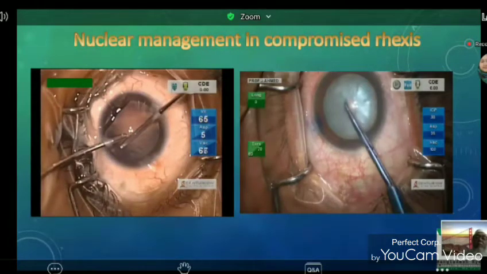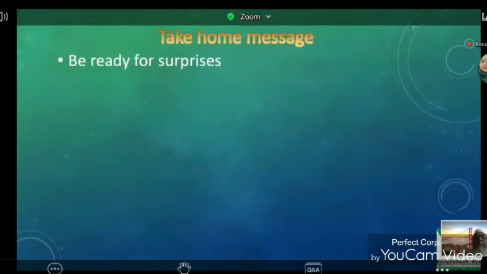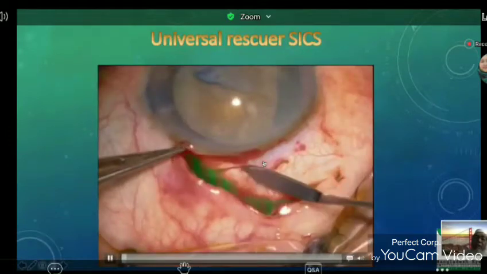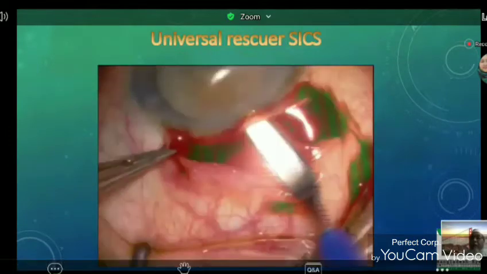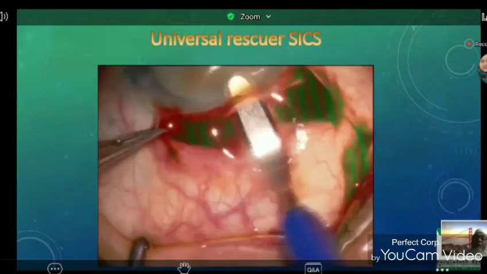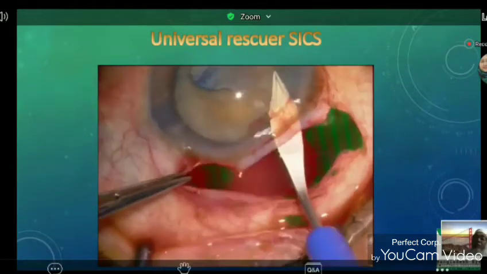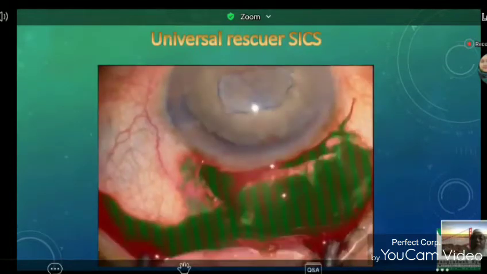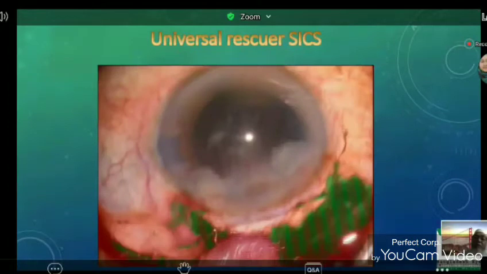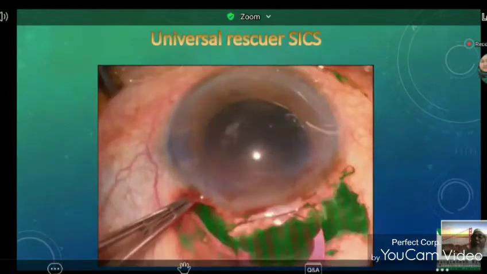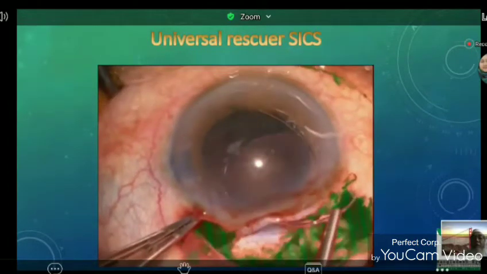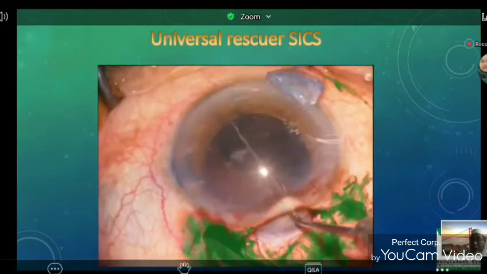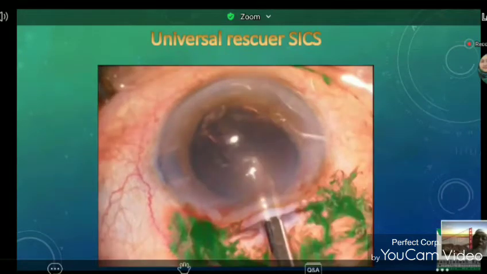If there is a big complication and the surgeon cannot complete the surgery with phaco, then we can use SICS. By using SICS, we can give good vision to the patient, even using a PMMA lens, only a hard lens. By using a hard lens, we can even give good vision to the patient, even after tackling the severe complication.